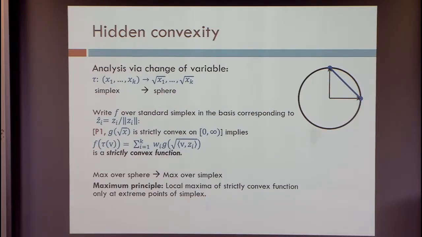But then the structure of this function emerges when you do that, because now I'm doing maximization over a convex set, the standard simplex. And the condition P1, that g of square root of x is strictly convex, implies that the function f, when I define it as a function over the simplex, not over the sphere, after the change of variable, happens to be a strictly convex function. And up to restricting yourself to the first orthant, this was a bijective transformation. So the structure of being a local maximum in one setting is the same as being a local maximum after or before the change of variable.